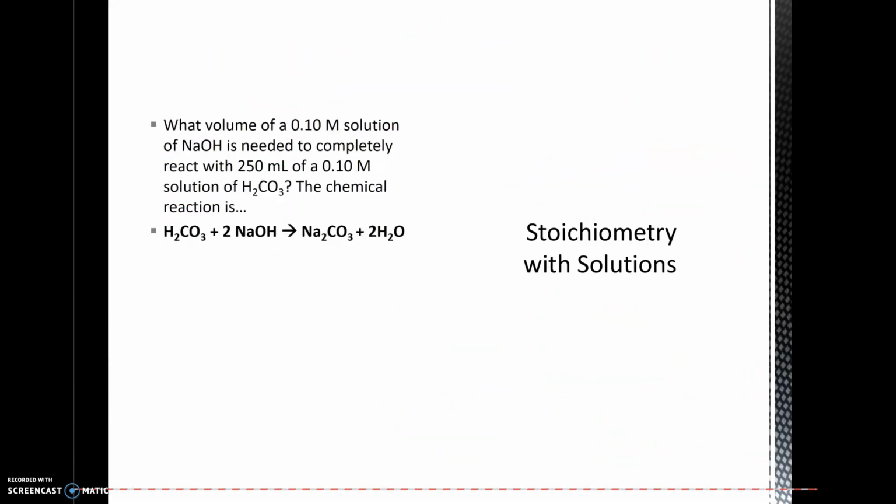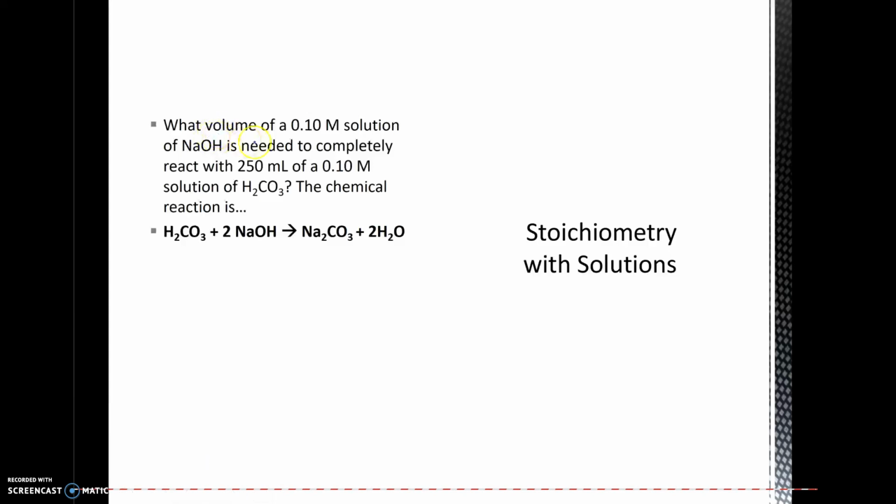Another question here, just to give you a little bit more of a look at it. What volume of a 0.1 molar solution of sodium hydroxide is needed to completely react with 250 milliliters of a 0.1 molar solution of carbonic acid, H2CO3? The chemical reaction is there and it's balanced for you. I'll work through this one.